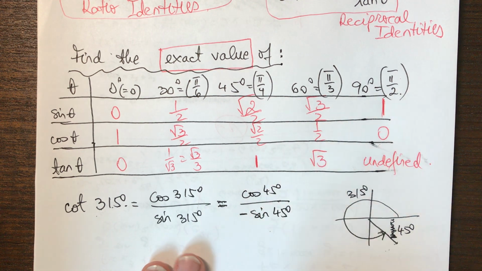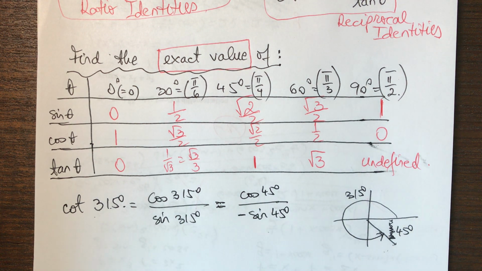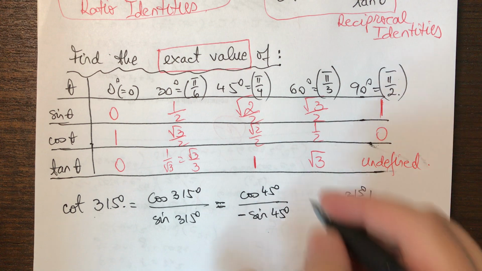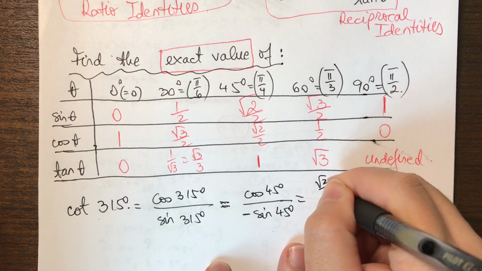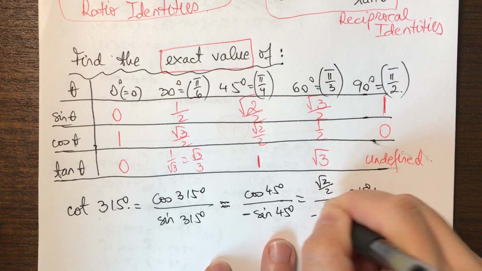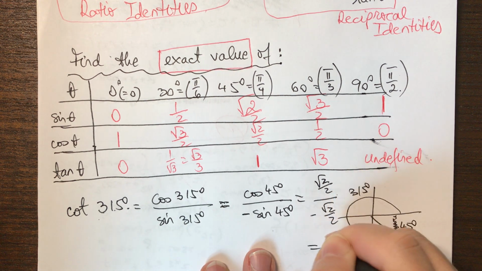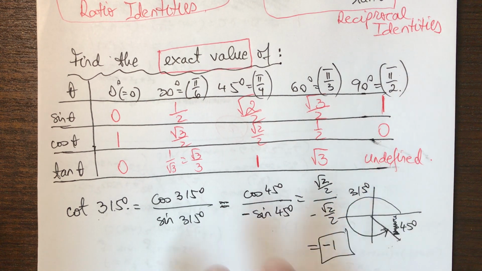So again, I'm bringing back what we've already learned in 5.2, so we went through all of this. So what's cosine of 45? That's square root of 2 over 2, over negative square root of 2 over 2, which by the way is equal to negative 1.